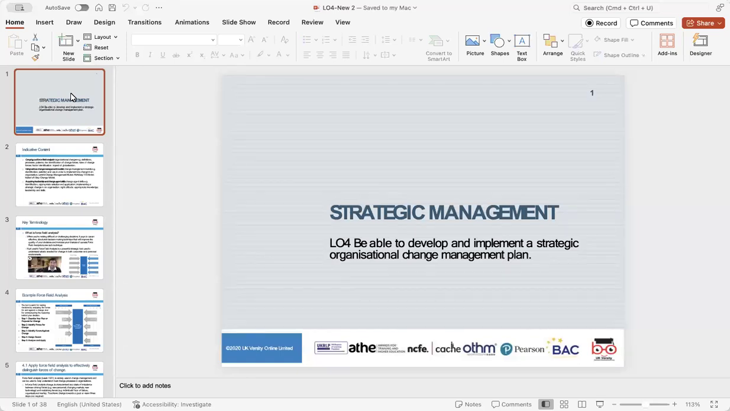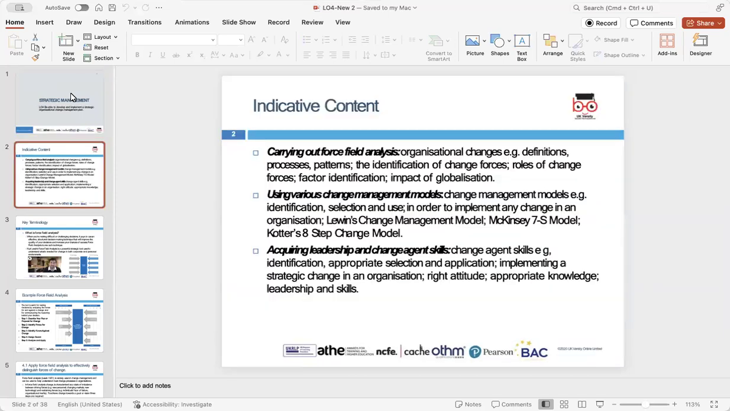This session will cover the key aspects of change management, including analysis techniques, change management models, and leadership skills necessary for effective change. Indicative contents, our key topics are carrying out force field analysis, using various change management models, acquiring leadership and change agent skills.